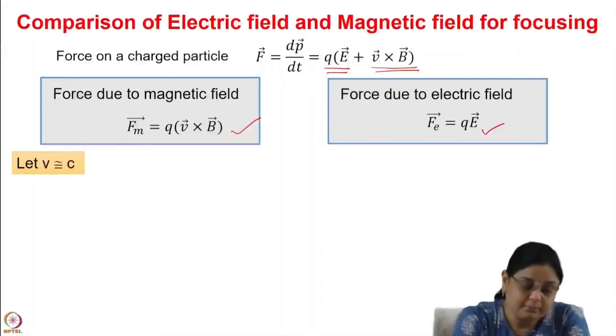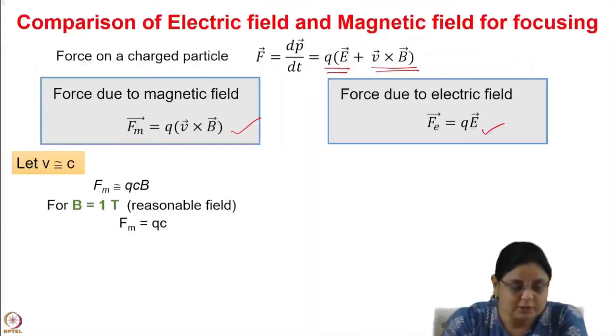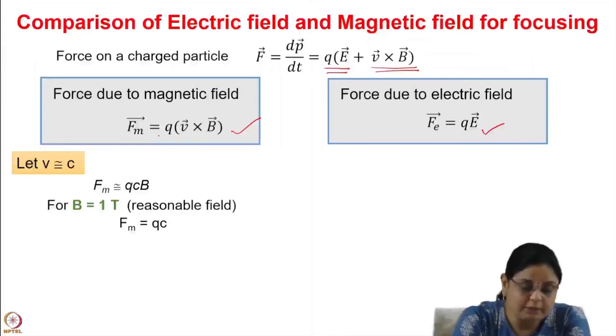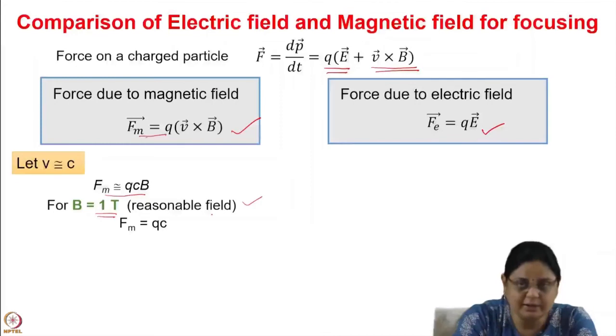Now let's say we have a charged particle moving with a velocity close to the velocity of light. So a relativistic particle, let's say. If I calculate the force on that charged particle due to the magnetic field, it is simply QvB, which is QcB because it's moving with a velocity close to the velocity of light. Now let's say the magnetic field is equal to 1 Tesla, which is a reasonable field that can be achieved. So the force acting on the charged particle due to this magnet is simply Qc.